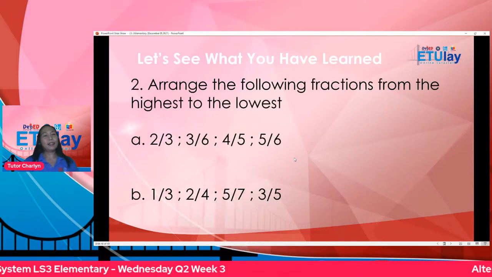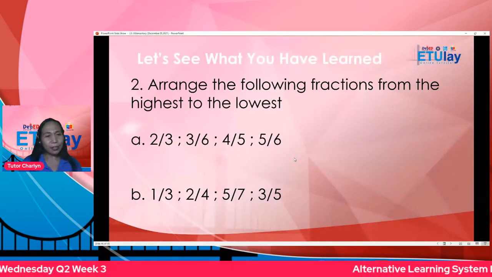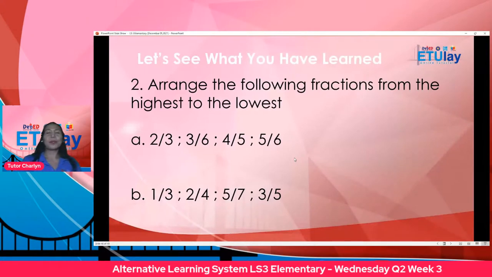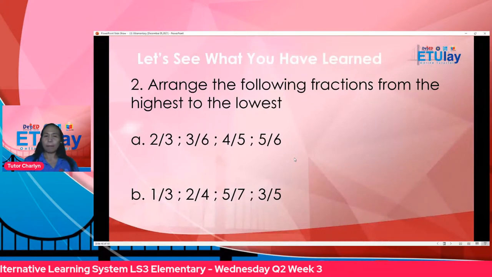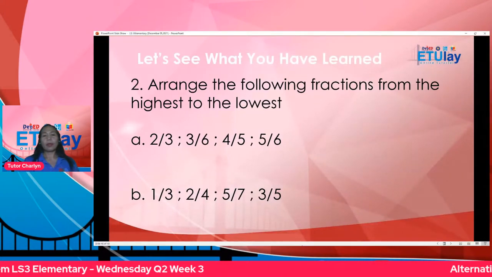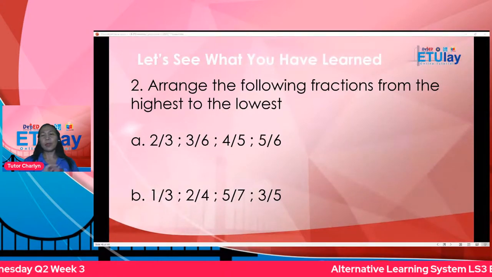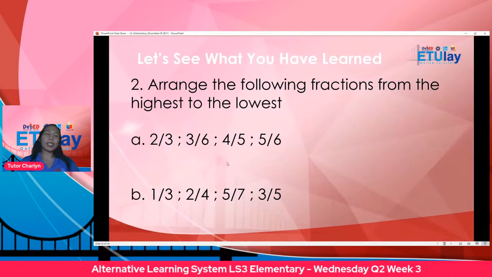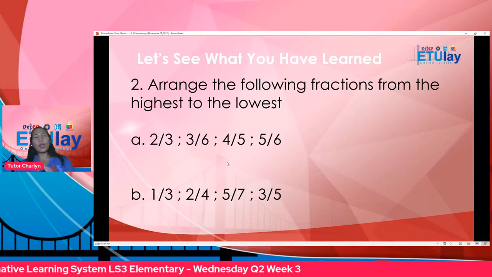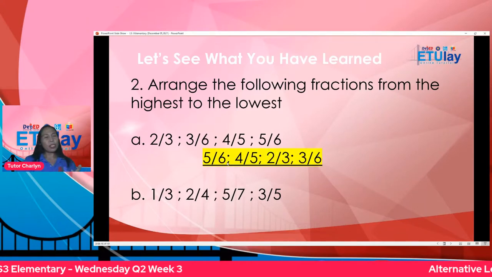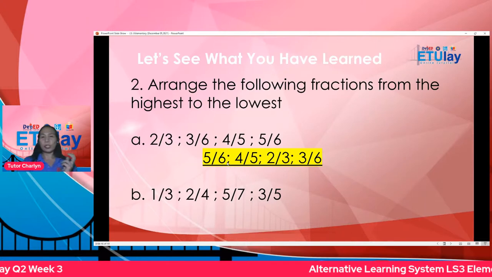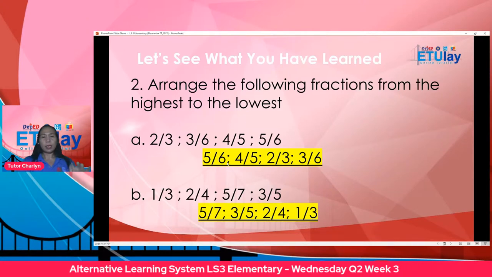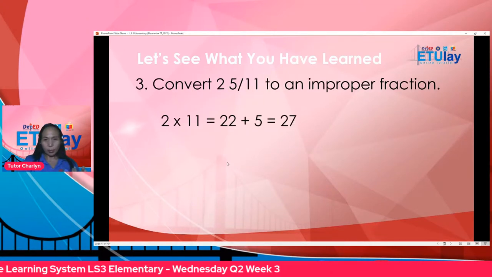Congratulations! Next! Oh, paano nga natin ulit i-arrange to? Ano sa palagay nyo, sinong mauna? Highest to lowest? Okay, medyo nalito kayo dito kanina. Sino ba kaya ang mas mataas dito? Okay, sino ba ang pinakamataas sa letter A? So the arrangement from highest to lowest we have. Okay, mauna si 5/6, 4/6, 2/3, and 3/6. Okay, 5/6, 3/5. Nagkamali po ata ng arrangement.